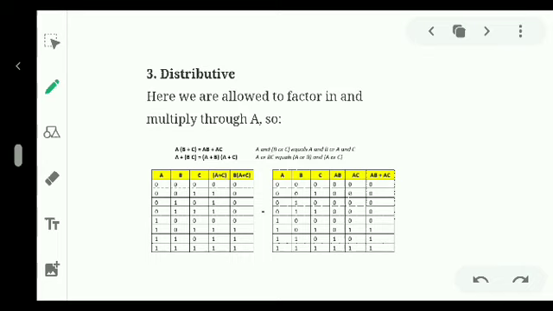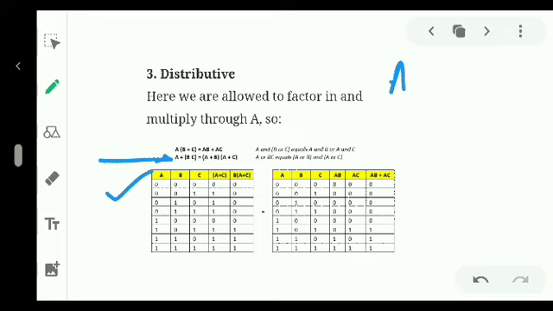Now, the third rule is called the distributive law. Boolean addition is distributive over Boolean multiplication, given by A plus BC is equal to (A plus B) into (A plus C). So how can we prove that? We can take the help of a truth table, or we can do this using Boolean rules also.